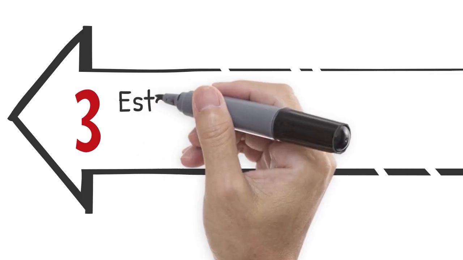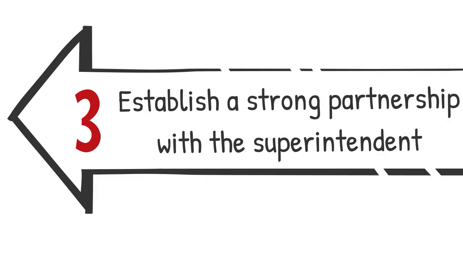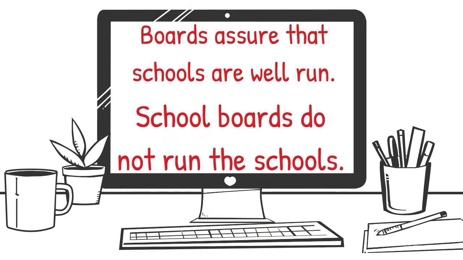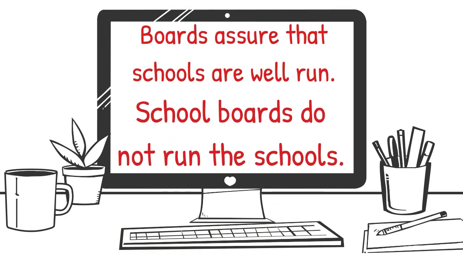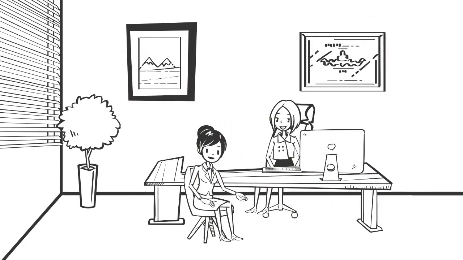Administrators are the educational experts, so encourage their leadership. A healthy and productive superintendent relationship is based on trust, so expect them to do their jobs and allow them to perform. Remember, boards assure that schools are well run. School boards and their members do not run the schools. Open communication facilitates effective and efficient operations, but things don't always go so smoothly. Make sure those challenges are addressed and that there's an accountability process in place for monitoring.